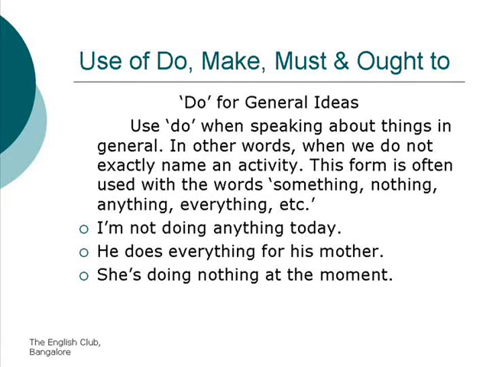Do for general ideas. Use do when speaking about things in general. In other words, when we do not exactly name an activity. This form is often used with the words something, nothing, anything, everything, etc. For example, I'm not doing anything today. He does everything for his mother. She's doing nothing at the moment.